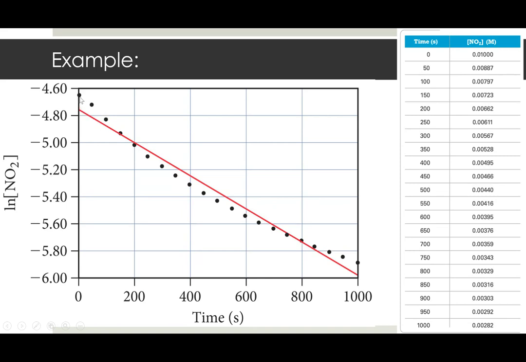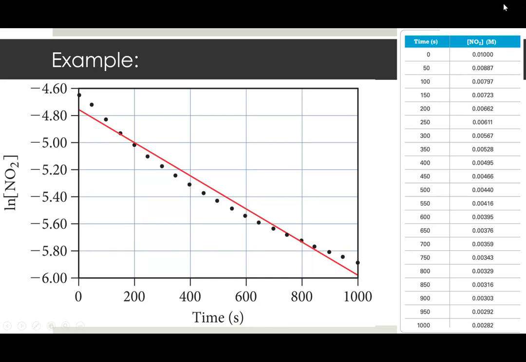When I do that, the dots represent my actual data. The red line would represent the line if this was a first order reaction. And what I see is that my data does not fit that line well at all. So if I were to try and see if this was a first order reaction, I would graph this information, look at it and say, yeah, that doesn't fit. That doesn't look right. So this must not be a first order reaction. It's got to be a different order.